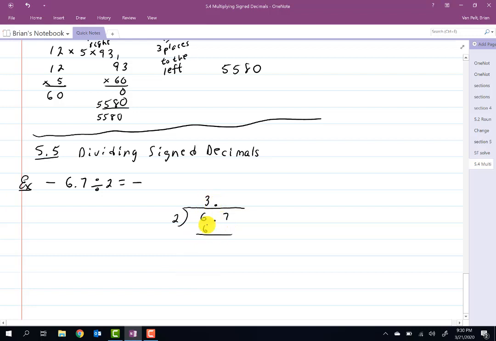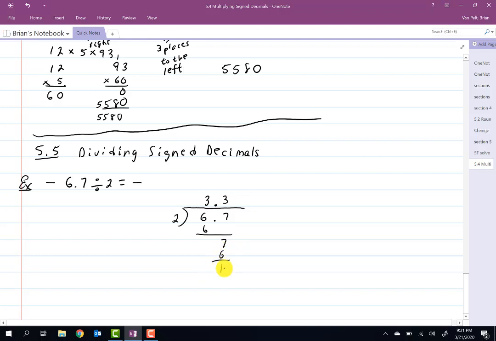Now for the rest of the problem, you ignore the decimal except you keep track of the fact that it's here. So 6 minus 6 is 0. Then what do you do in normal division? You bring the next number down. I'm not bringing down the point, just the 7. Now how many times does 2 go into that 7? 2 goes into that 7 3 times also. 3 times 2 is 6.